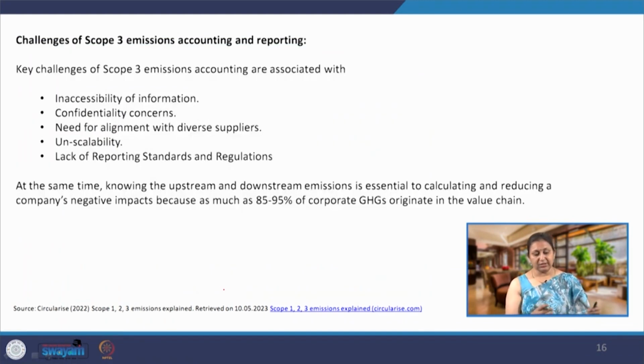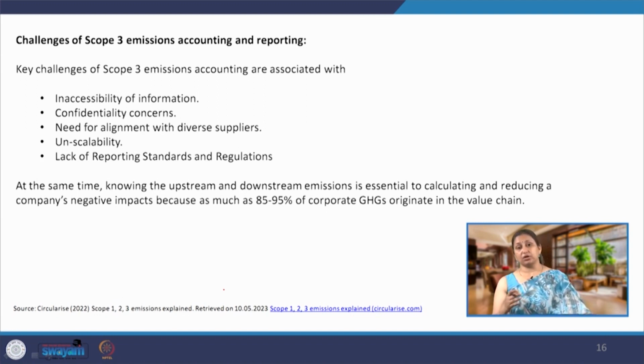So, if we look at the key challenges and summarize them, it is about inaccessibility of information in a lot of cases where measurement and verification is not being done regularly, confidentiality concerns, need for alignment with diverse suppliers. So, bringing everybody on board and following the same path, unscalability of data management systems, and lack of reporting standards and regulations.